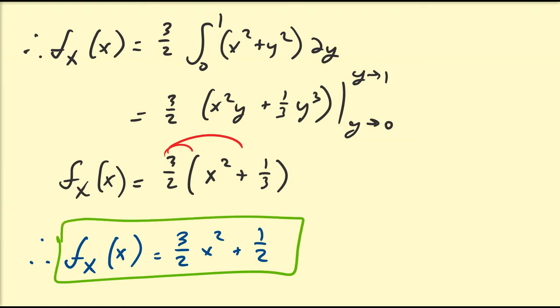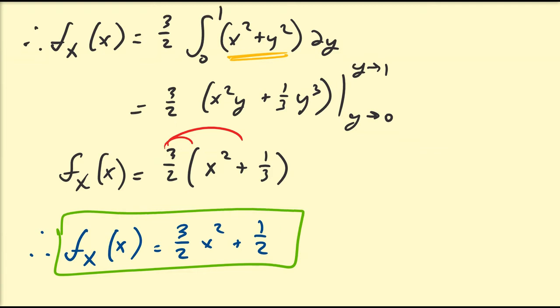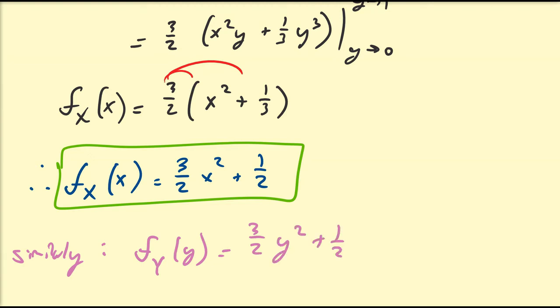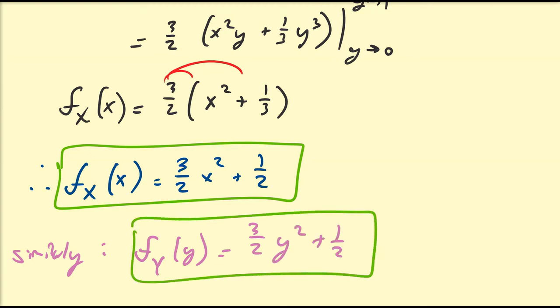Now notice that this function is symmetric in terms of x and y. So the marginal function for variable x is going to be pretty much the same thing as the marginal function for variable y, and you can verify that. So similarly, f_y(y) is going to be equal to 3/2 y squared plus 1/2. So it's the same function, just in a different direction. And you can verify the calculus if you want.